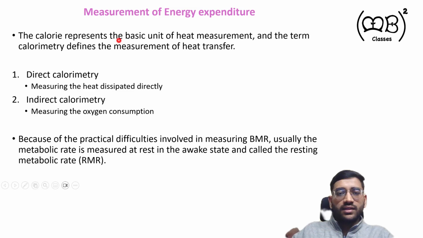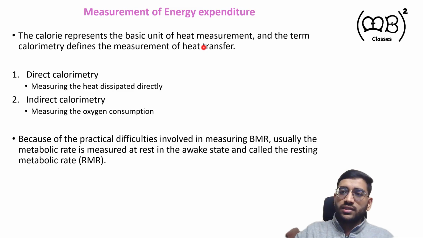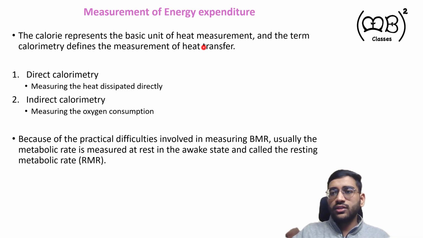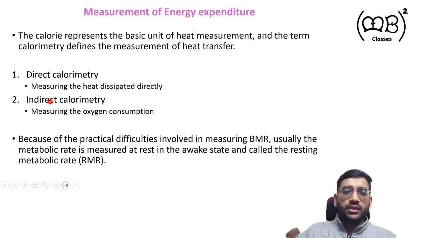The calorie represents the basic unit of heat measurement, the unit of energy, and the term calorimetry defines the measurement of heat transfer. So to measure energy expenditure, we can measure the heat production and use it as a substitute for the energy expenditure, and the measurement of heat transfer is called calorimetry. Measurement of energy expenditure can be done by calorimetry, which is direct or indirect.